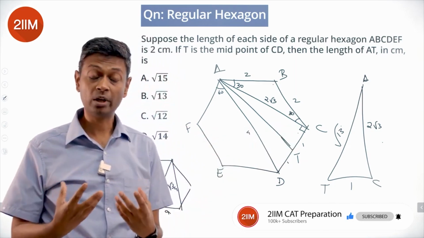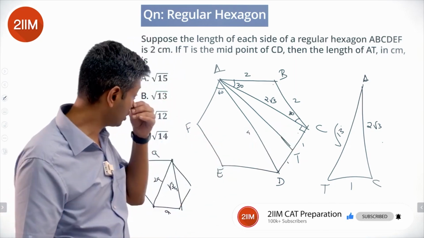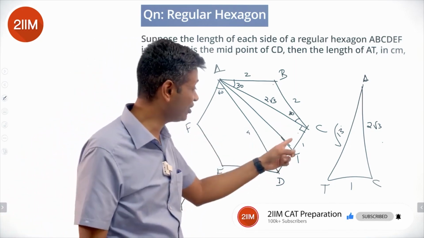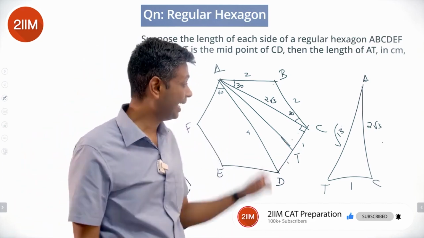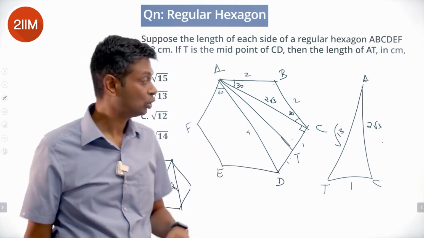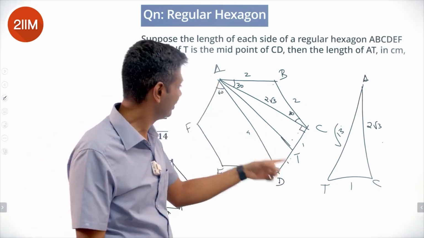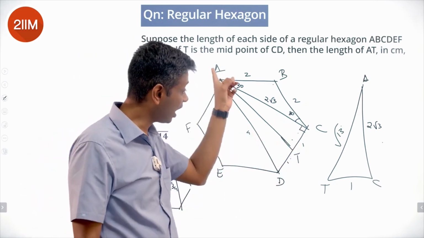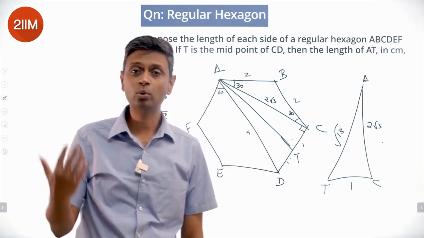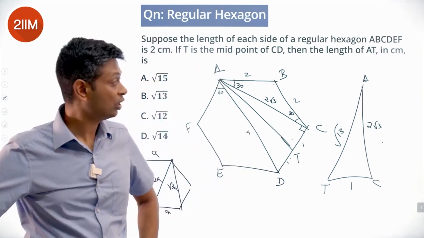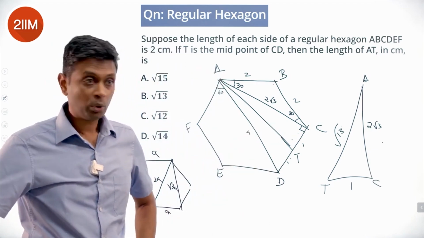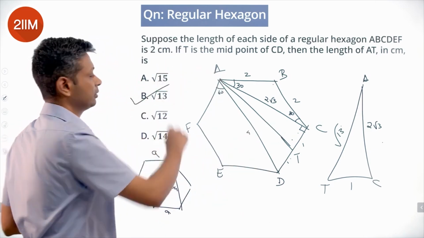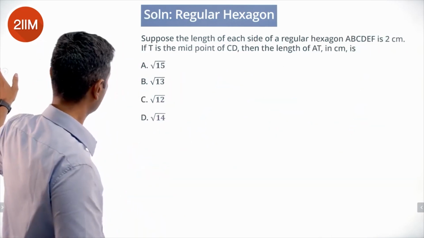This diagram is where I made the mistake, and I looked at this question and I kept on thinking angle ATC is 90. It's not the case. Angle ACT is 90. This is 2 root 3. This is 1. This is 90. So AT is the hypotenuse of that triangle. Square root of 2 root 3 whole square plus 1 square. Square root of 12 plus 1, root 13. Done. I did all kinds of nonsense for this question.